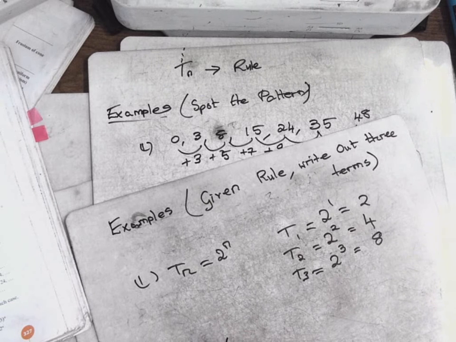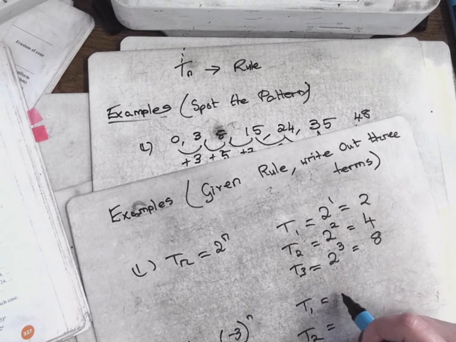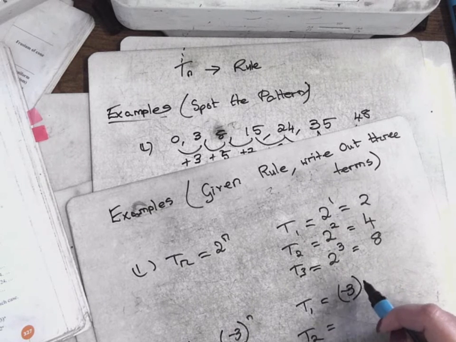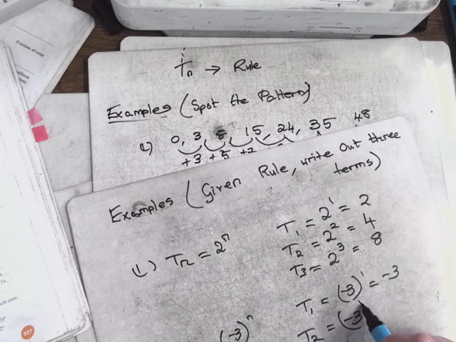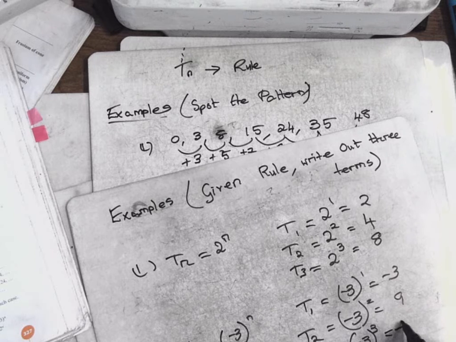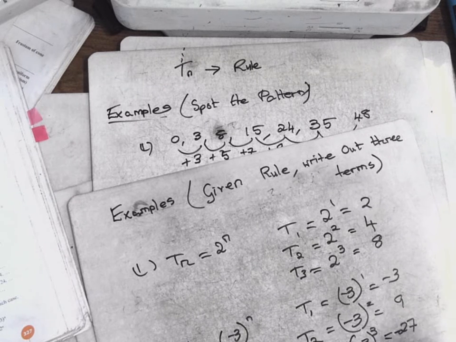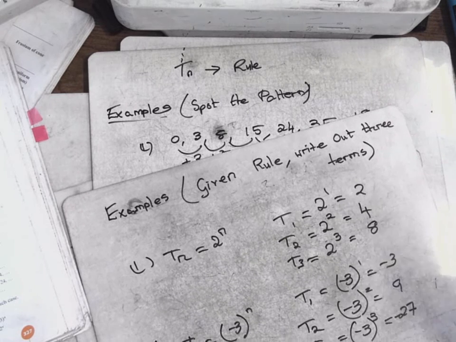A second example. Tn is minus 3 to the power of n. And again, the question is write out the first 3 terms. So T1, T2, and T3. T1 is minus 3 to the power of 1, which is minus 3. T2 is minus 3 squared, which is 9. T3 is minus 3 to the power of 3, which is minus 27. Is that okay? And so on. T4 would be plus 81. T5 would be minus 243, etc.